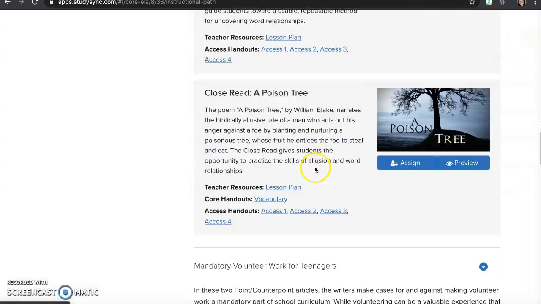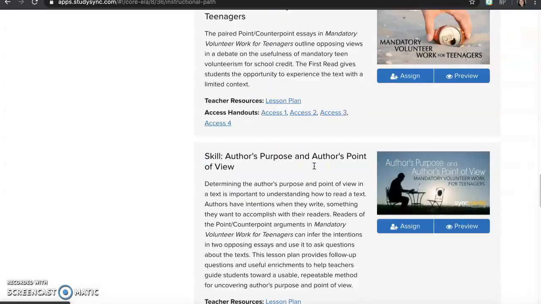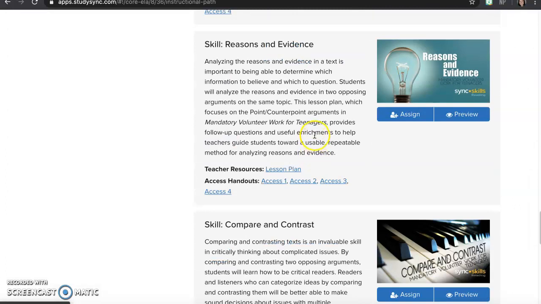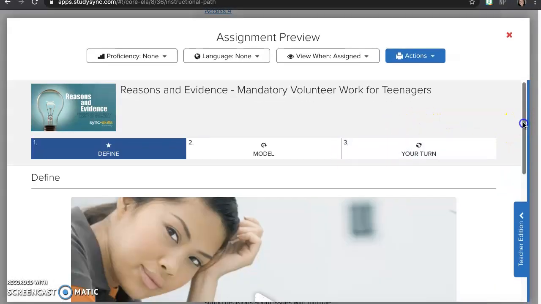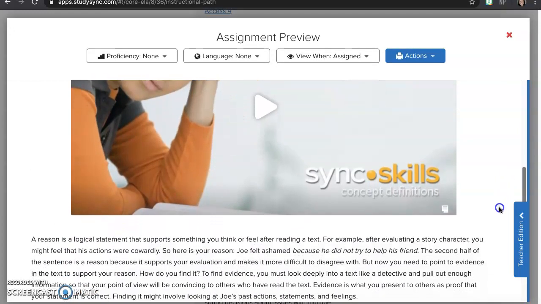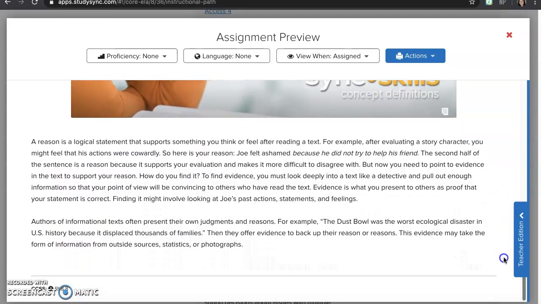The second part that you'll be doing comes from the next story, and it is over reasons and evidence. So we have our definition. A reason is a logical statement that supports something you think or feel after reading a text.